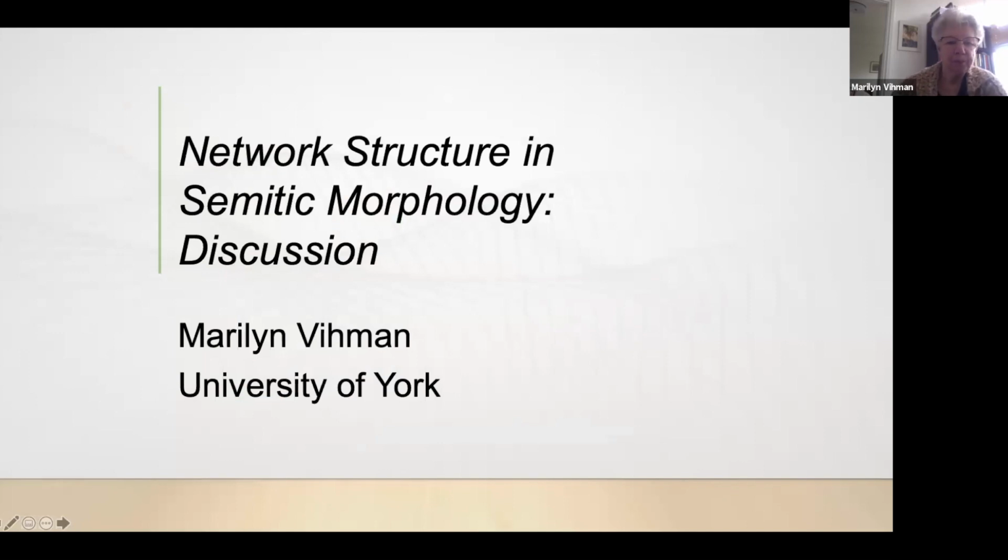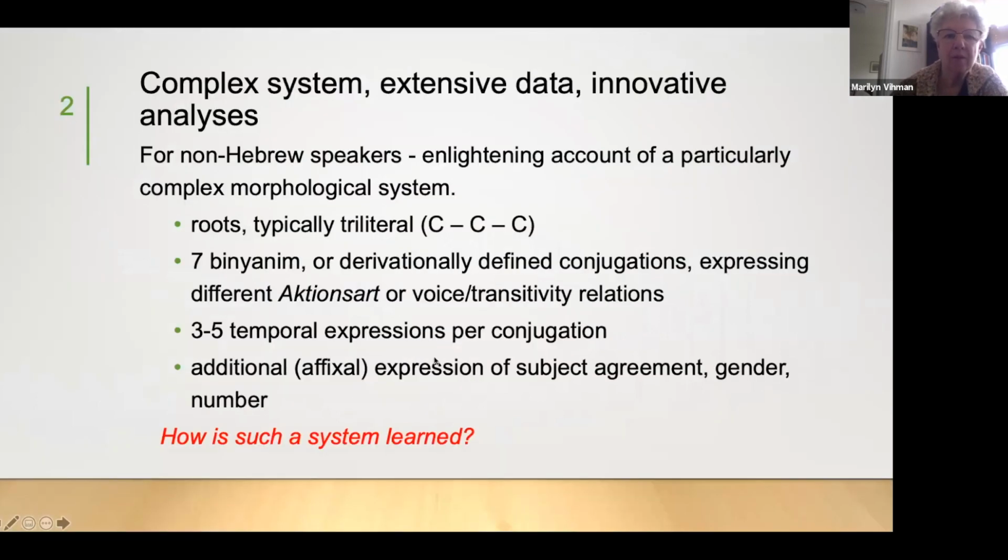Okay, so I just want to start by saying that this was a really remarkable symposium in my view. For non-Hebrew speakers, it's amazing to learn about the complexity of the verb system in Hebrew and the many aspects of meaning that get encompassed in the verb morphology.